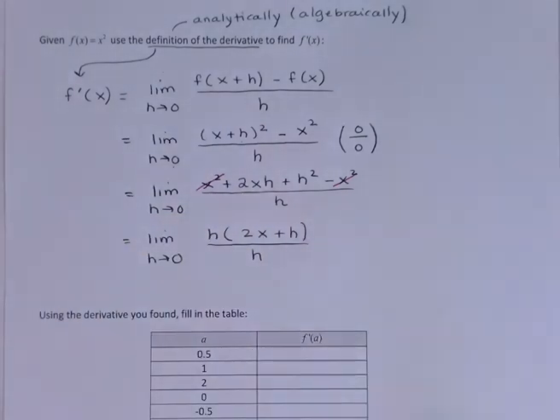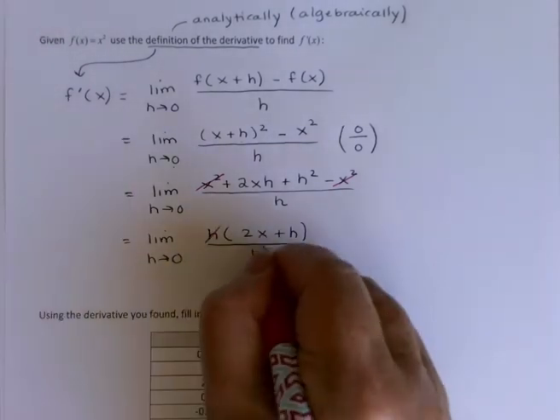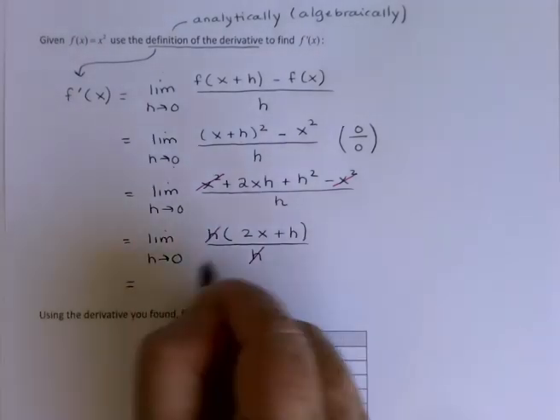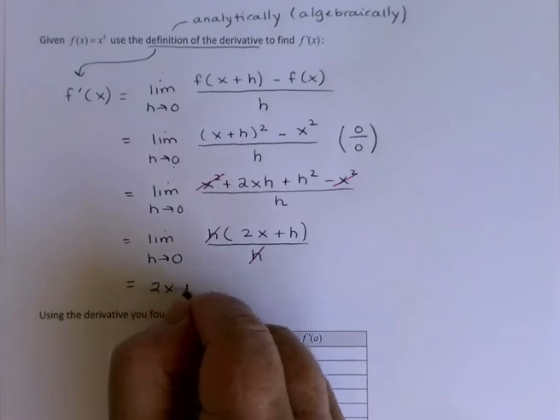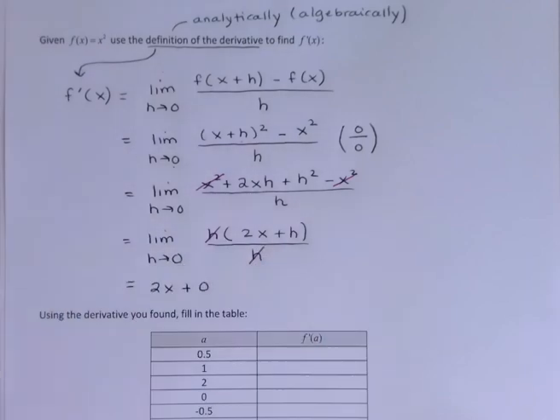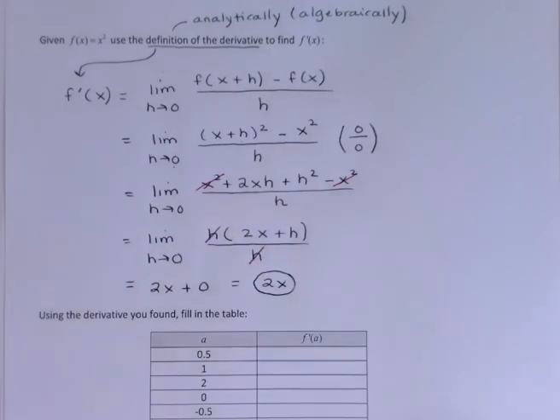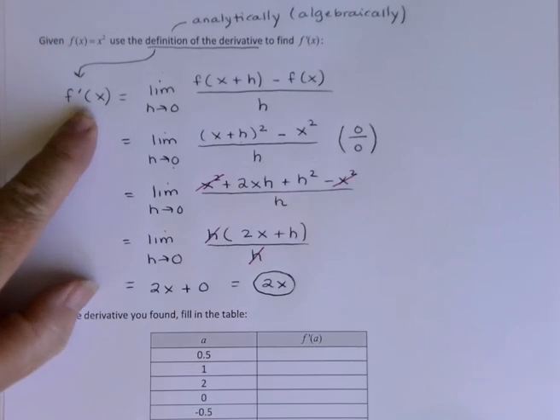And this was really the key. This allows me to divide out that problem spot. I'm going to get rid of the h in the denominator, which is going to get rid of the 0 in the denominator by dividing out my h's right here. And I now have 2x plus the h, which is 0, or just 2x. So we say that the derivative of the function f of x equals x squared is 2x.